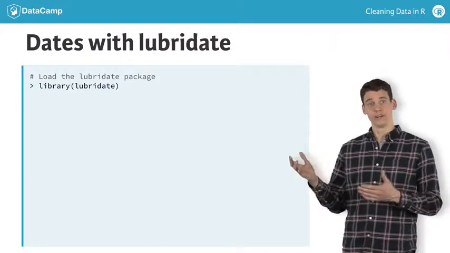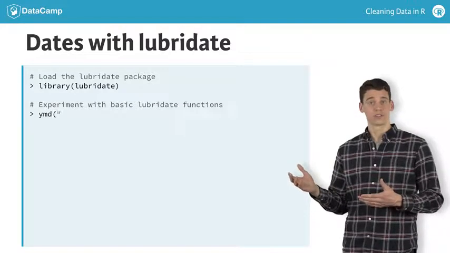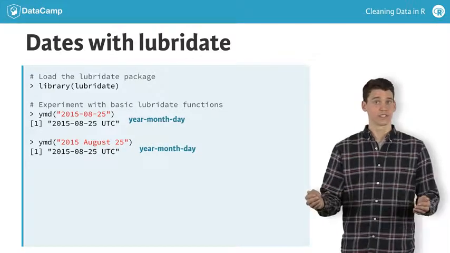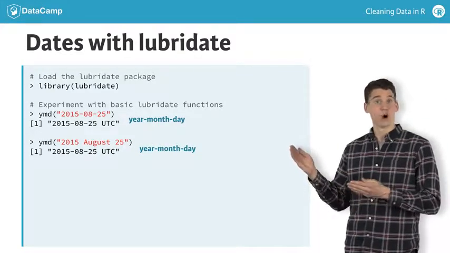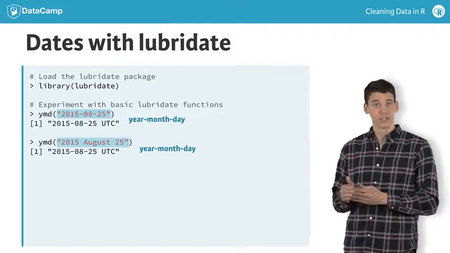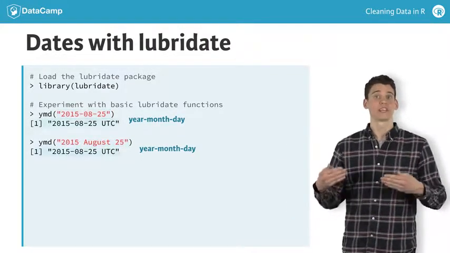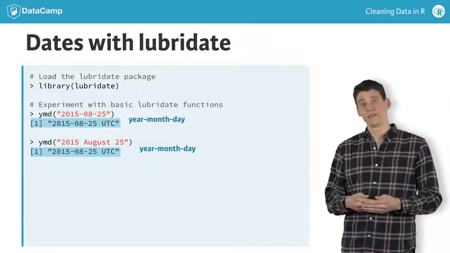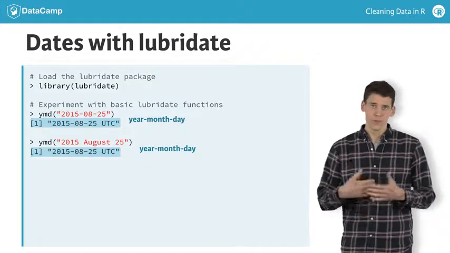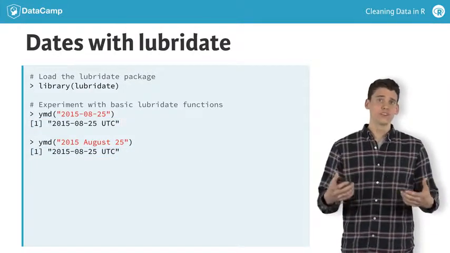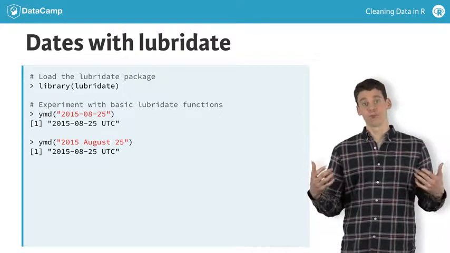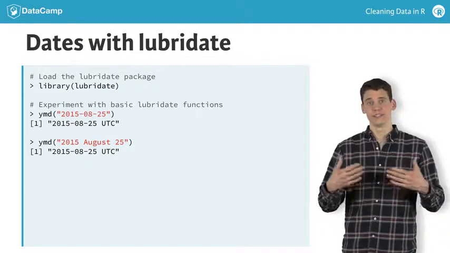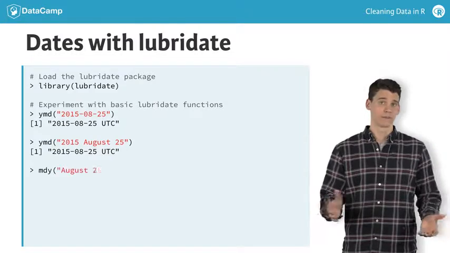We start by loading the lubridate package. The first two calls to the ymd function, which stands for year, month, day, show its versatility, since we present the same date of August 25th, 2015 in two different formats, but wind up with the same standardized output in year, month, day format, followed by the default time zone of UTC. When parsing dates, lubridate will always do its best to determine the format of the date, making it much more flexible and convenient than the date functionality contained in base R.